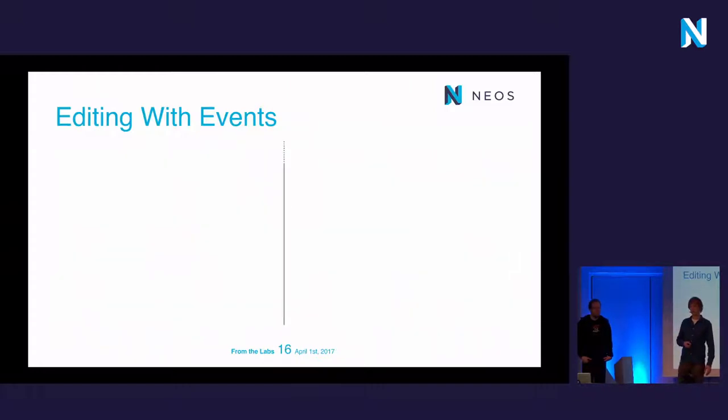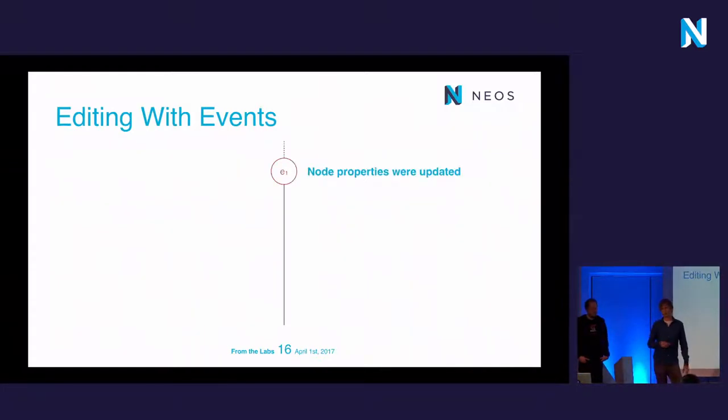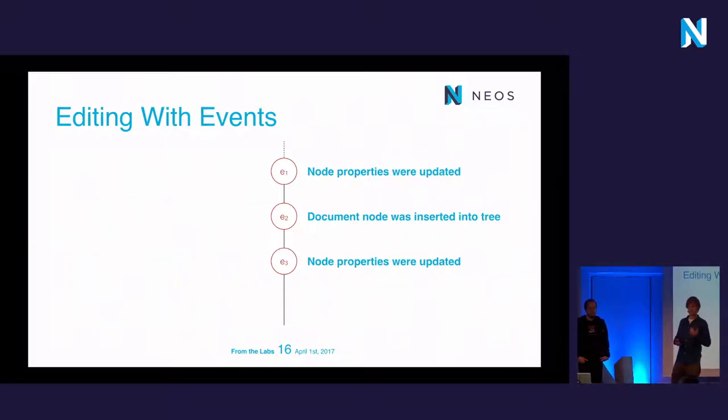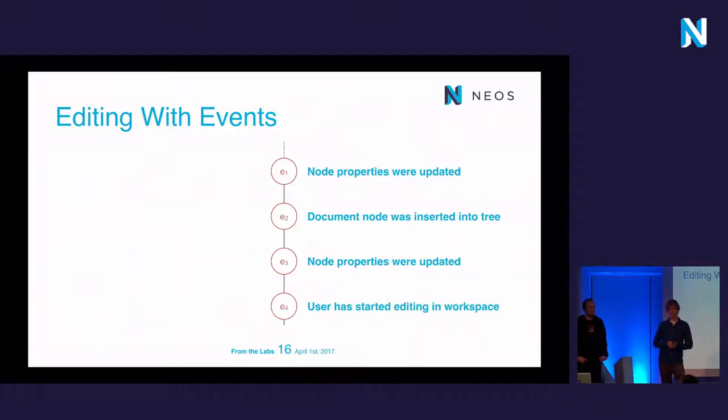We can say, now we want to do some more events. We have our node properties were updated event, and then some document node was inserted into the tree event, and that might hold a position where it was inserted, which node type was inserted, maybe other nodes that were auto-created, like content collections to hold other nodes. Then maybe a node properties were updated event again to edit some content. And finally, maybe some workspace event.